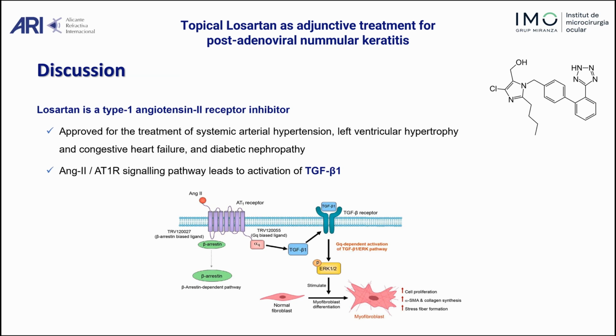Its use is usually systemic, per oral, and it's approved for the treatment of systemic arterial hypertension, left ventricular hypertrophy, and diabetic nephropathy. The relevant pathophysiology mechanism in Losartan at present is that the angiotensin pathway leads to activation of transforming growth factor beta-1, which is a significant molecule in the signaling for myofibroblast differentiation and activation. So upon expression of TGF-beta-1, myofibroblasts proliferate and they secrete both myosin, which has contractile properties, and also a lot of extracellular matrix proteins, which leads to fibrosis and scarring.